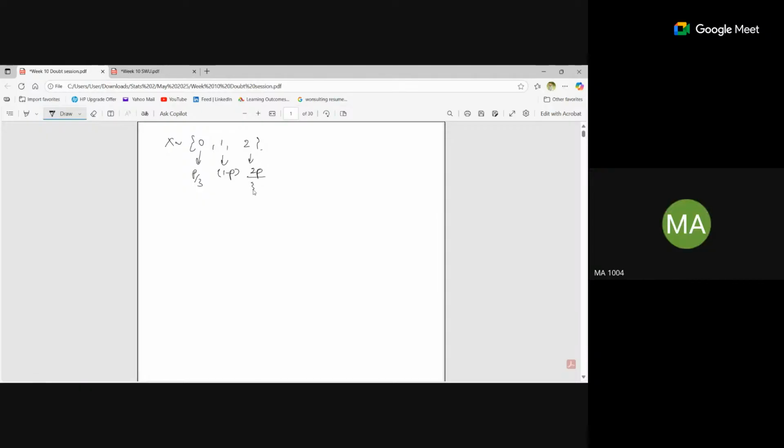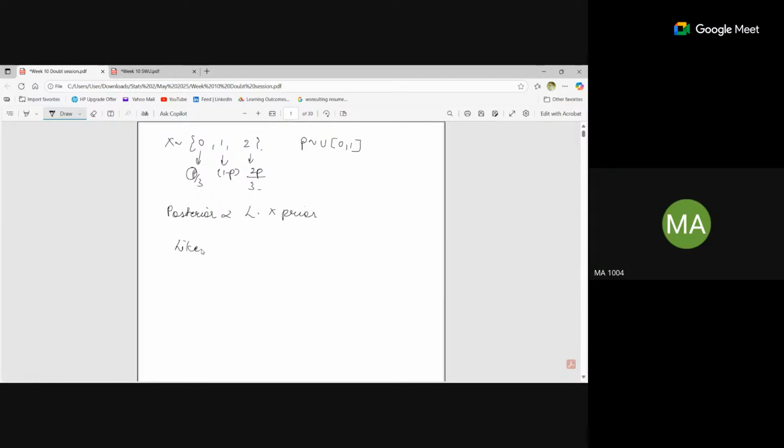Now, this P is unknown to us. This P is like the probability. The prior distribution that P is following is a uniform 0, 1. Now you have to calculate the posterior distribution. We know the equation: the posterior is proportional to likelihood times prior. First, let's calculate what my likelihood is.